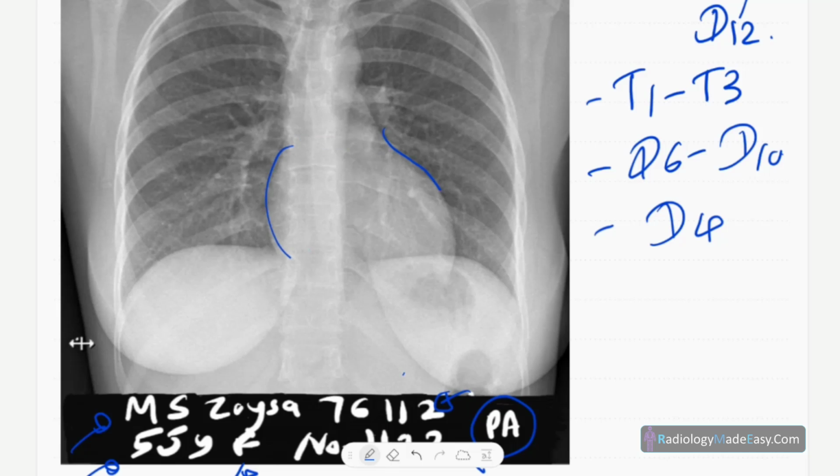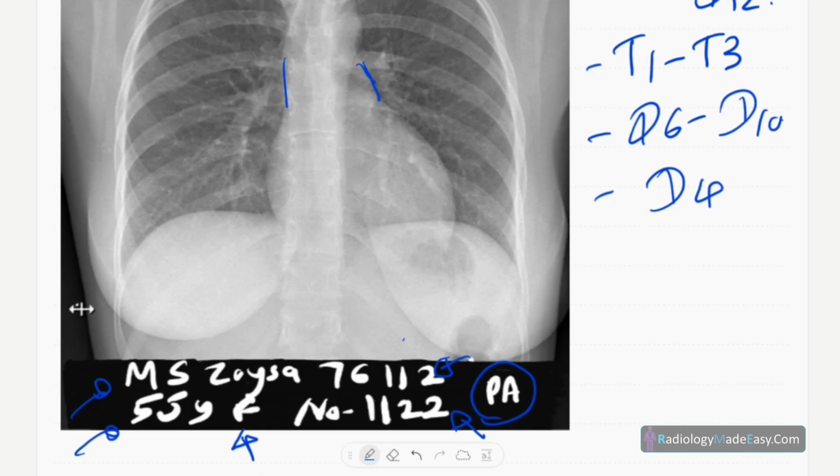You can see also the borders of the heart. Right atrium forms the right heart border. Then the inferior border is mainly formed by the right ventricle, partly by the left ventricle, and the left heart border is formed by the left ventricle, and this is the left auricle. So those are the borders. Then the other borders you have to look for. So this is the pulmonary trunk.